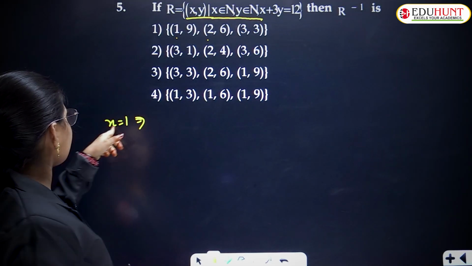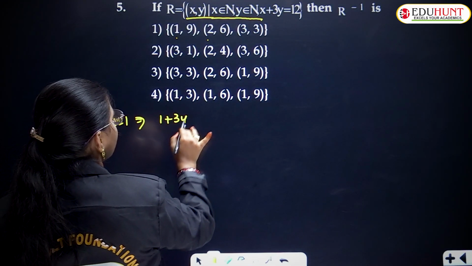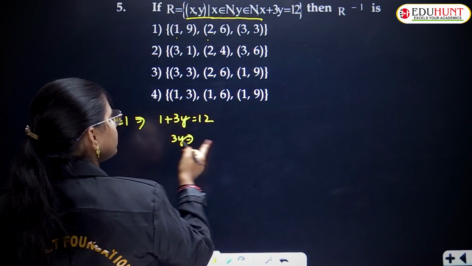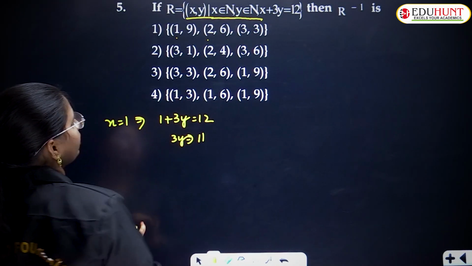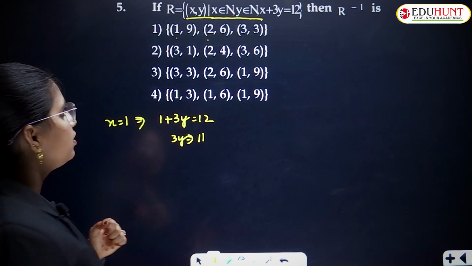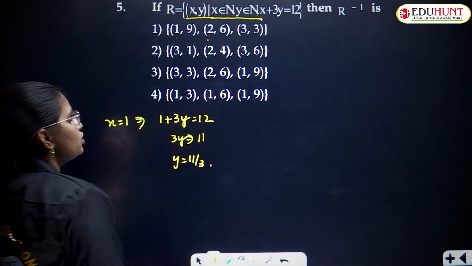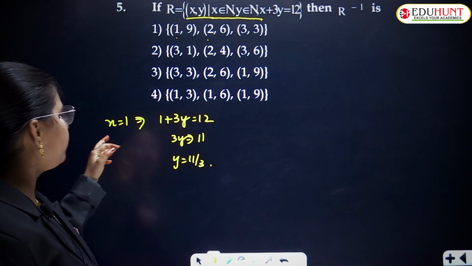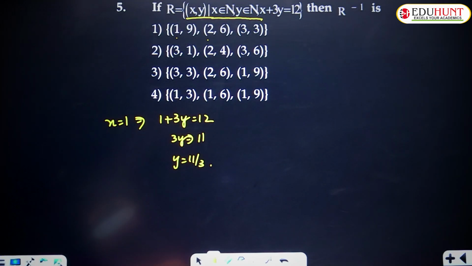So let us take if X value is 1. What is the value of Y? 1 plus 3Y is equal to 12. 3Y is equal to 12 minus 1, which is how much? 11, correct? 11, yes. Next Y is equal to 11 upon 3. So this is not being satisfied, yes. So if you are considering X is equal to 1, that is not being satisfied.